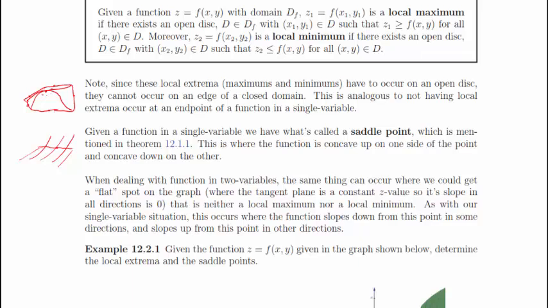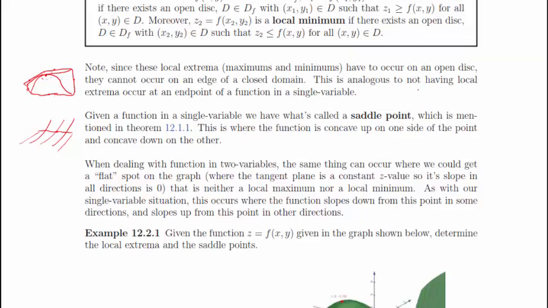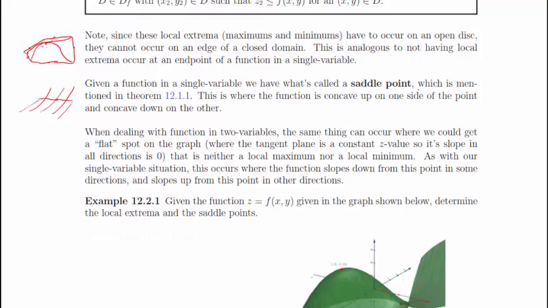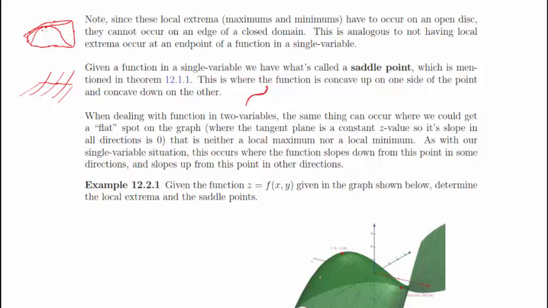Given a function in a single variable, we also have what's called a saddle point, which is mentioned in theorem 12.1.1. This is where the function is concave up on one side of the point and concave down on the other. Here we have a saddle point, flat right at that point, but concave up over here and concave down on the other side. We have something similar happen in two variables. We can actually see it in the graph down in the bottom corner. If I have a hill on two sides, but downhill in the other two directions, then that's going to be a saddle point for a function in two variables.